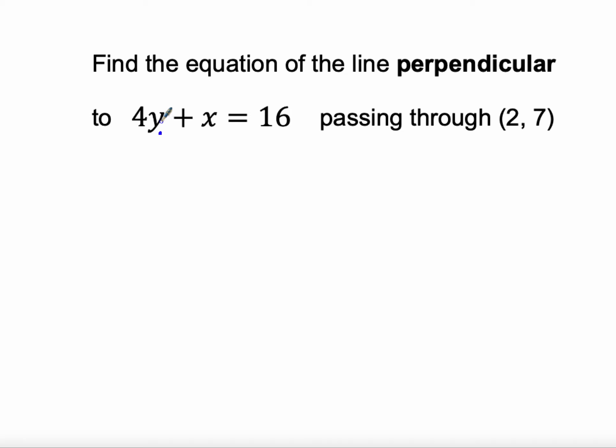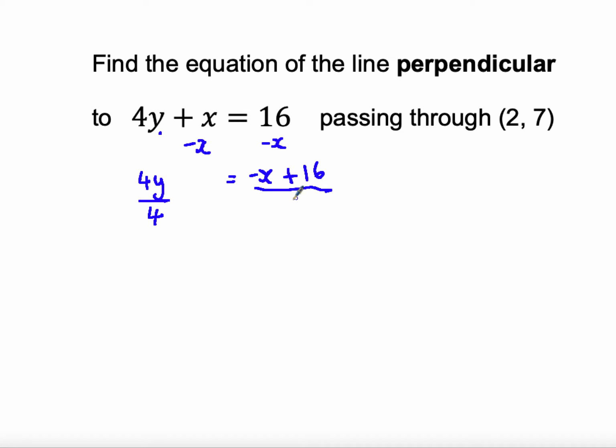So the first thing to do, I need to remove this 4 and I need to remove this x. I'll leave them with 4y equals negative x plus 16. It's helpful to write it in that order. And then I need to get rid of this 4, so I'll divide everything I see by 4.